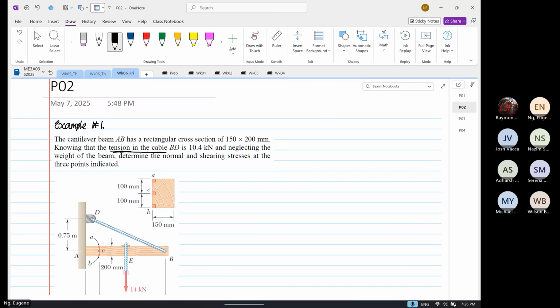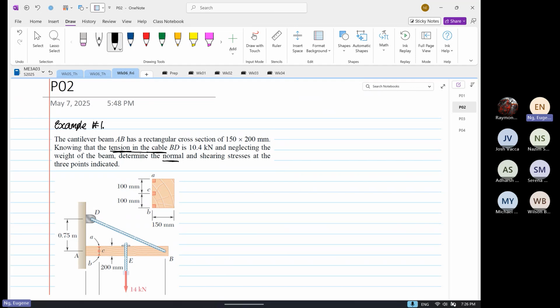So they declare that BD is 10.4 kilograms, and neglecting the weight of the beam, we are just going to determine the normal stresses. At this stage we are not going to determine the load in shearing. I have not taught shearing yet.